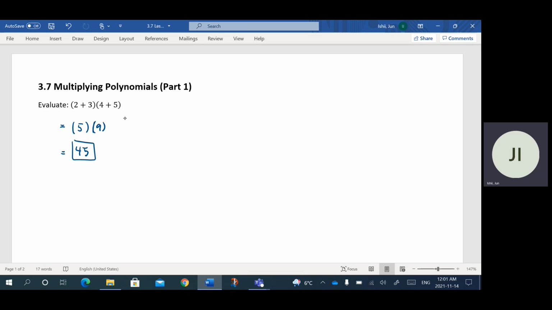So this is the way that you've been taught to solve these according to BEDMAS. Now, what I want to do is show you a different way of getting this answer 45, and you'll see the connection when we're multiplying polynomials. Polynomials, actually, maybe I'll explain what they are right now.